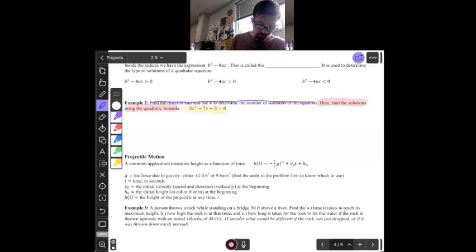Of course, it would help if we know the quadratic formula. Negative b plus or minus the square root of b squared minus 4ac, all over 2a. Two things have to be there: it's got to be equal to 0, and it's got to be in standard form.